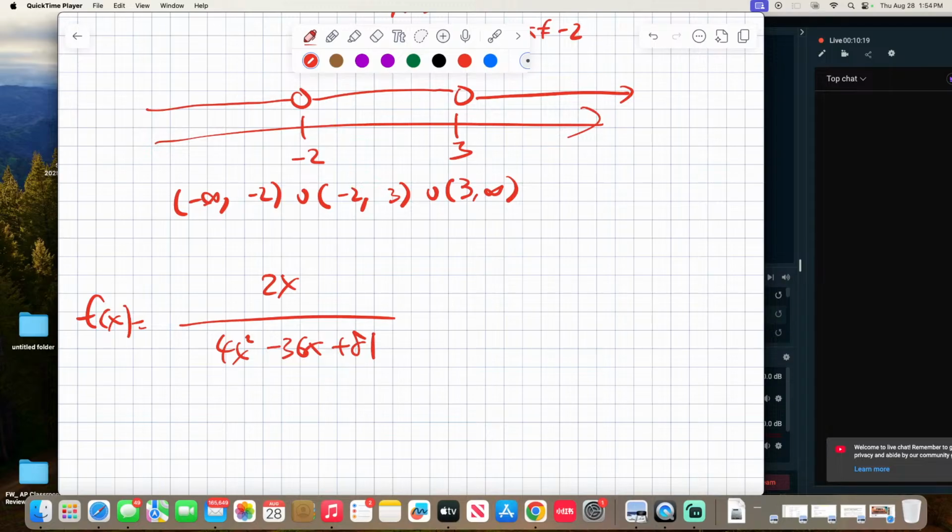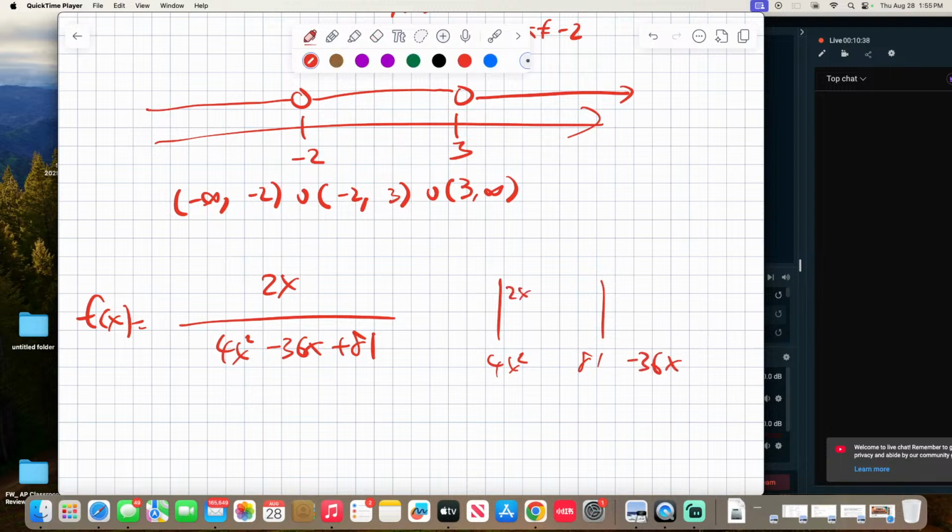So I factor the bottom, right? So how do I factor the bottom? I can use a box. And that's why I use the box, because 4 times 81 with the old method is going to take too long to do. So this is the new method to do this.